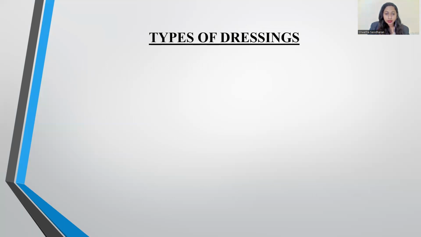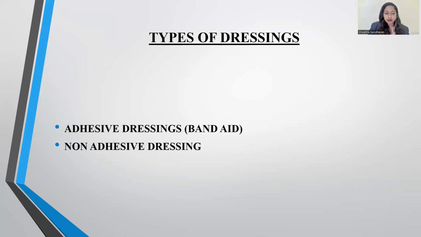Next, what are the types of dressings? There are three types. First is the adhesive dressing, known as a band-aid. Next is the non-adhesive dressing, and the third one is the improvised dressing. Now let's start with each one of them. I will give you a brief about each so that it is easier for you to understand the importance of each, and by the end of the session, you will know what kind of dressing is the most appropriate for a particular wound.